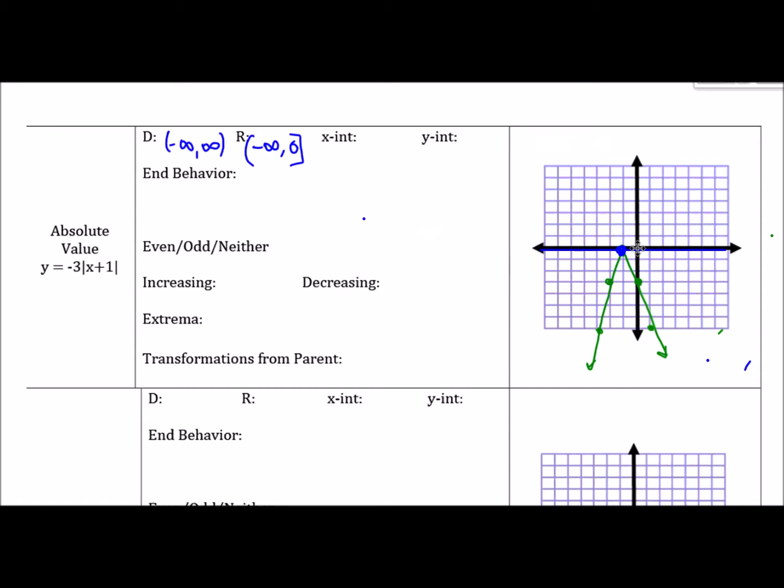Let's see, x-intercept, speaking of that point, is this point right here at -1, 0. And the y-intercept is going to be this point right here, which is at 0, -3.